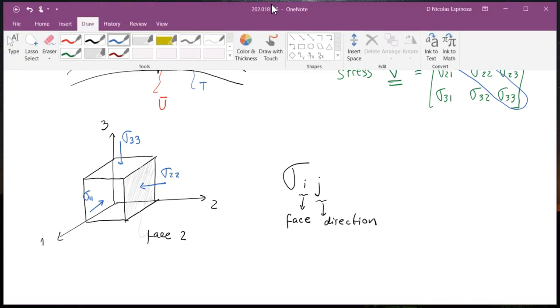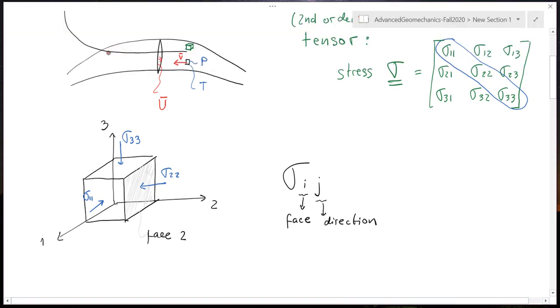The other type of components that we're going to have are shear stresses. And let's start with the shear stresses on phase number 2. Since we already have phase number 2 over here, let's go with phase number 2. In phase number 2, we are going to have the stress sigma 2, 3, because it's applied on phase number 2 and it goes in direction 3, and sigma 2, 1.